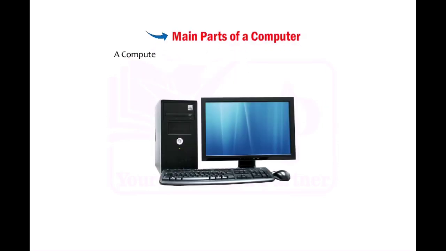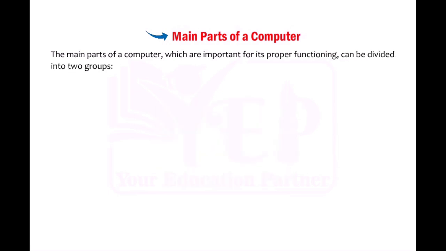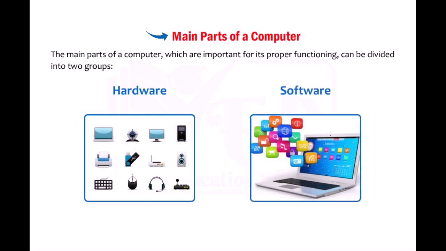A computer is a processing device that has different parts. The main parts of a computer, which are important for its proper functioning, can be divided into two groups: hardware and software.